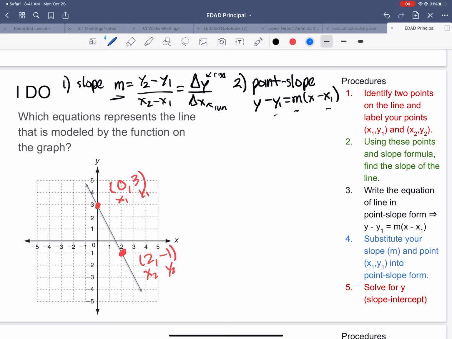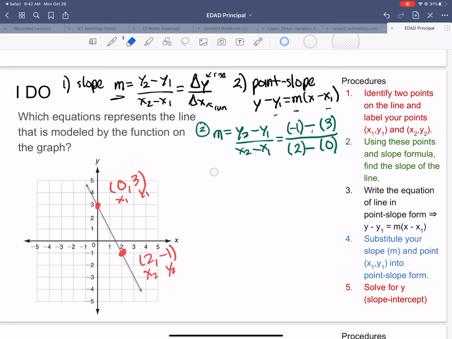Now that I have them labeled, I'm going to go ahead and find the slope. I'm already on step 2 now. Using my slope formula, m is equal to y sub 2 minus y1 divided by x sub 2 minus x1, I'm going to substitute my points. So my y sub 2 is negative 1, put that in parentheses if it's negative, minus 3, and again, I'm just putting everything in parentheses when I substitute. x2, or my x sub 2, is 2, minus 0.